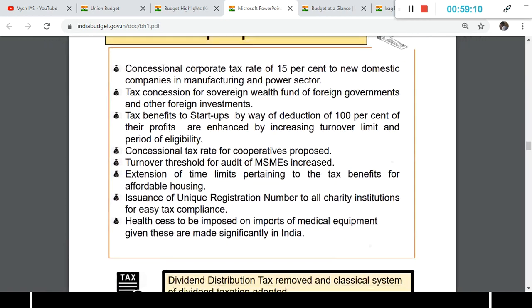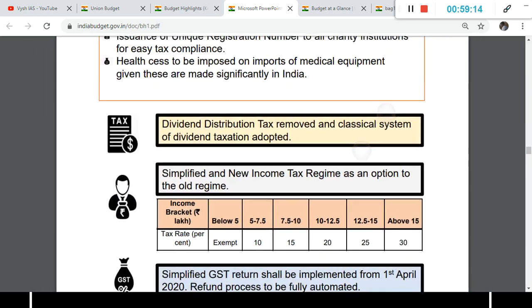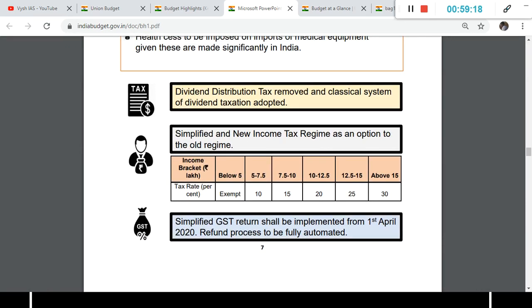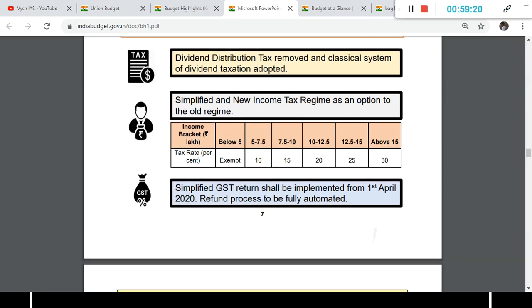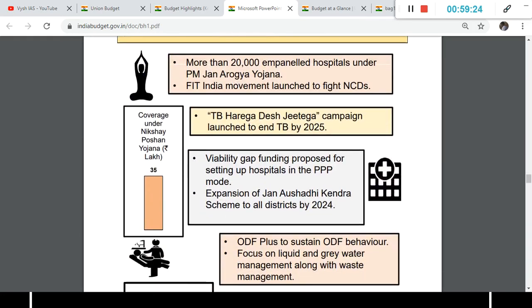Tax proposals. See, dividend distribution. You should know this time that DDT is abolished. Okay, DDT is abolished. That's the biggest highlight of this year's budget. DDT has been abolished. Agriculture schemes, industry schemes, wellness, sanitation.